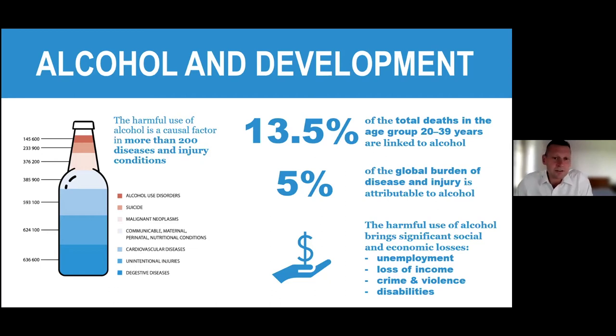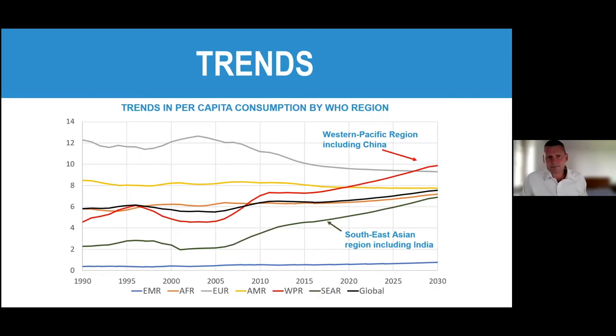But if you compare that to how difficult it is to get any traction for global programs to reduce alcohol consumption, it really makes a stark contrast. And then there are the knock-on effects from alcohol use, the way it's interlinked with unemployment, driving inequalities, loss of income, public safety, and people's disabilities as well.